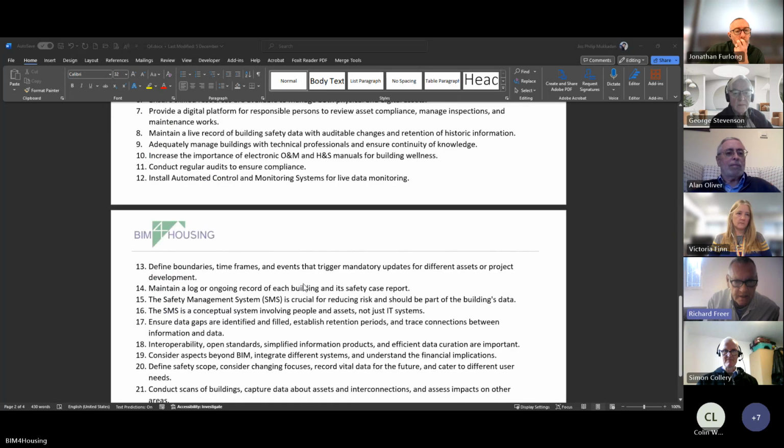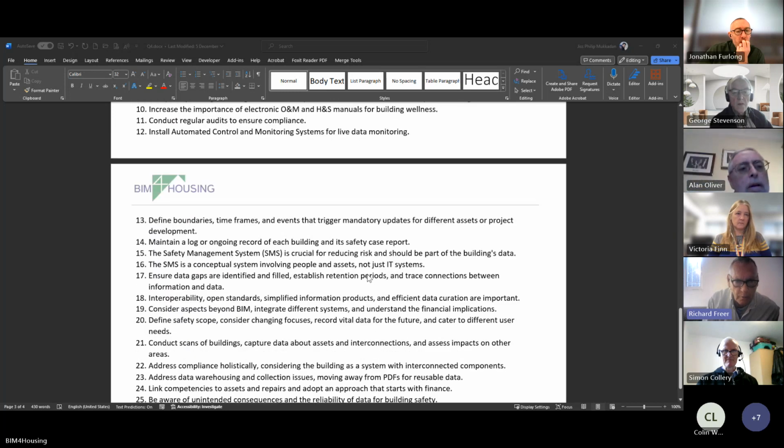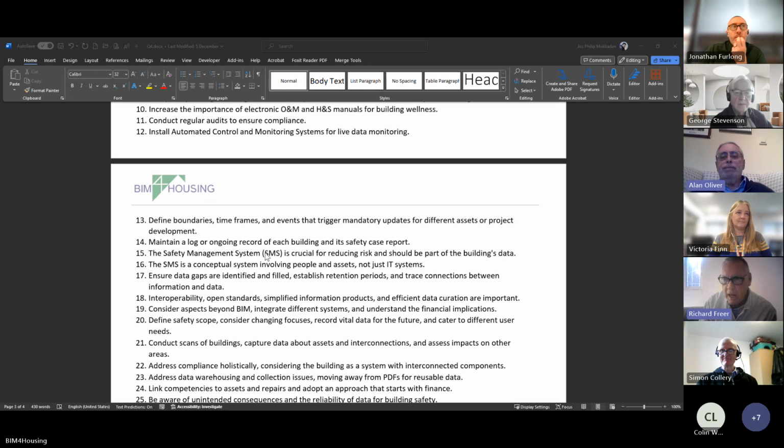Alan has suggested that we add, along with defined boundaries, timeframes, and events that trigger mandatory updates for different assets or project development. And I suggest we put responsibilities in there as well. I don't think anybody would disagree with that. Does anyone disagree with that? I don't. No, I'm going to take that as a no then.